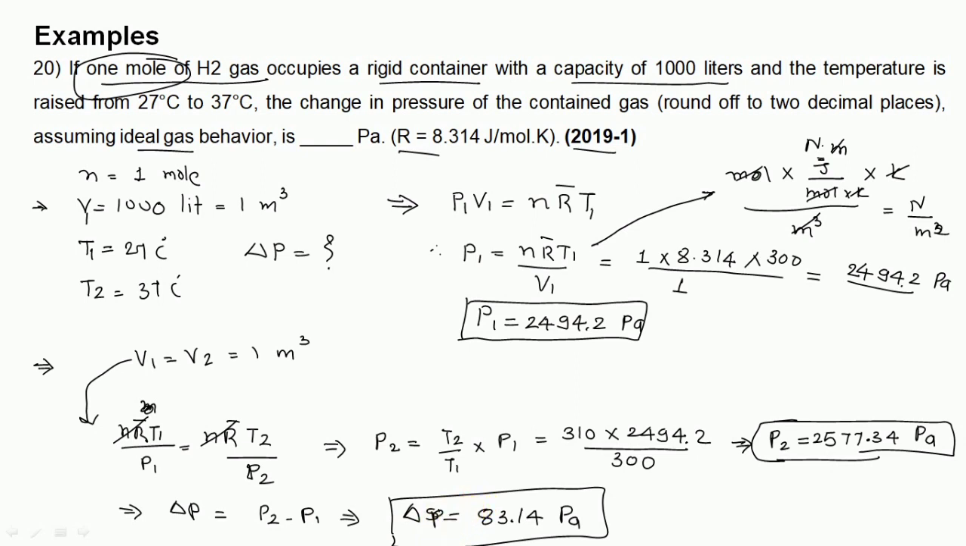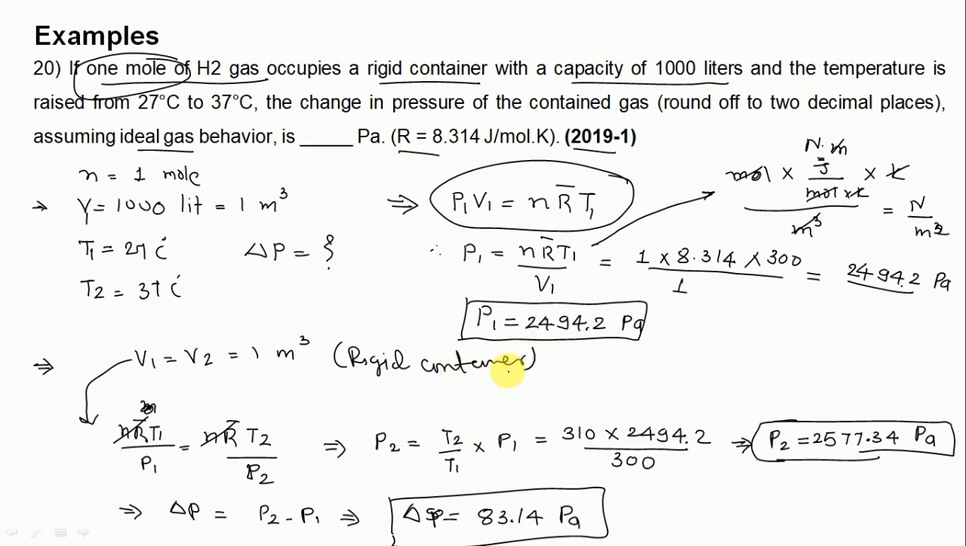Okay, so the new thing here is the PV equals mRT equation in the form of mole. PV equals nRT, where n is in the form of mole, not in the form of kg. And here the rigid container is given, that's why we are taking the volume as the same. We applied the PV equals nRT relation both times and found the value of delta P. Okay, so next.